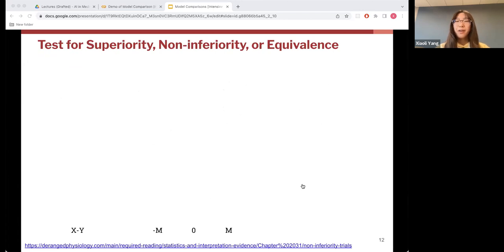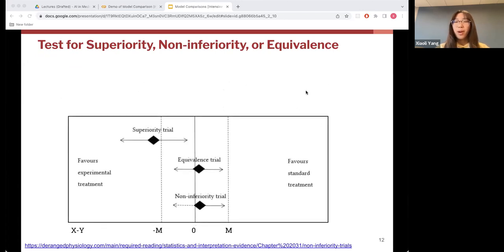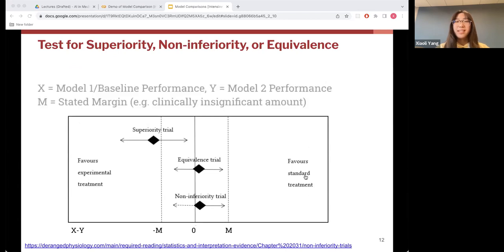And finally, I would like to illustrate this point using one last diagram. In this diagram, we again have the same definition of X, Y, and M. Let's first look at the axis. Say we have the value of X minus Y on the horizontal axis, and we put 0 in the middle, and 2 points on two sides, M and minus M, representing the margin in two directions.